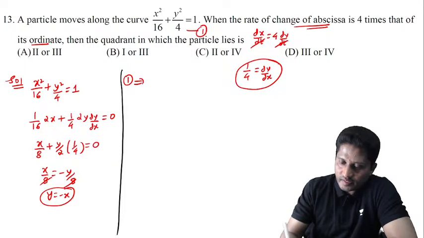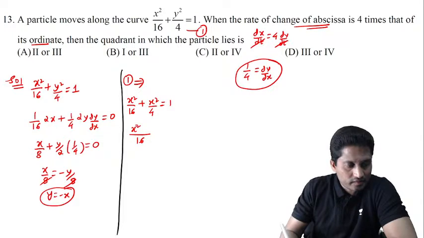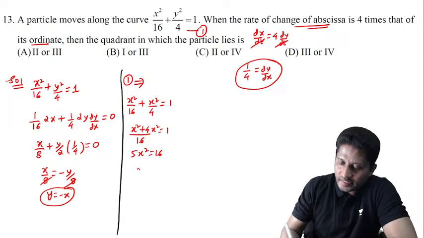If I put y is equal to minus x in equation 1, equation 1 becomes x square by 16 plus, since y is equal to minus x, x square by 4 is equal to 1. LCM is 16. You get x square plus 4x square is equal to 16, so 5x square is equal to 16. X square is equal to 16 by 5.